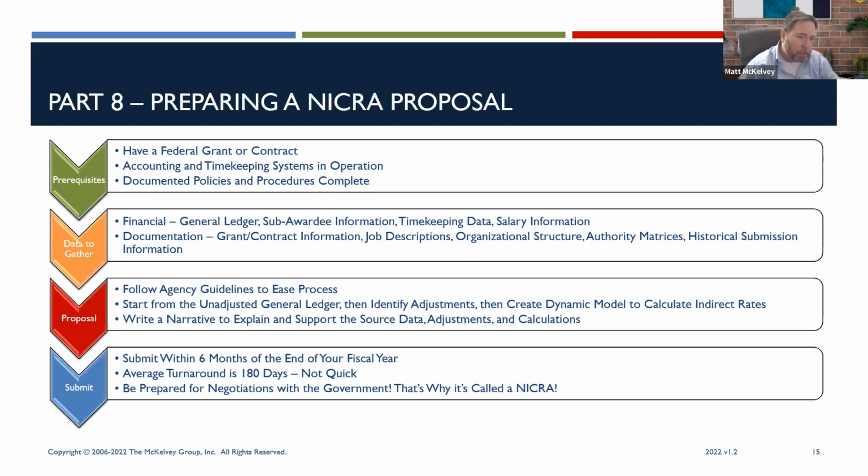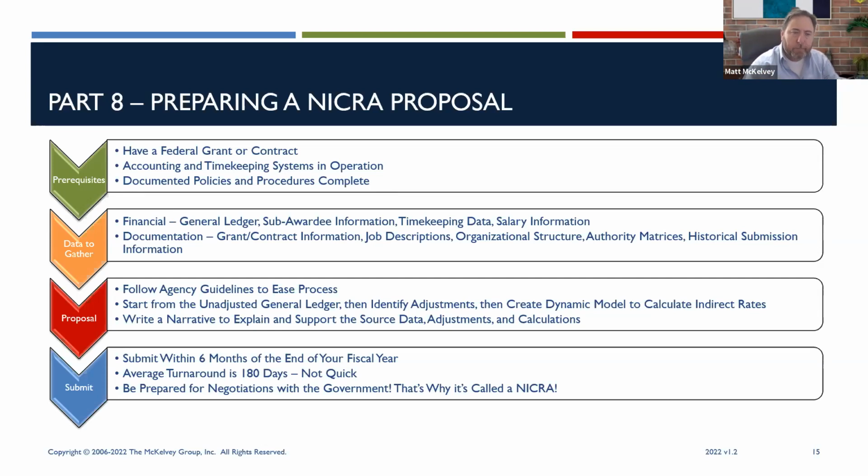The data you need to gather is primarily financial. I'm going to pull the general ledger. Again, I've talked about what you need to have in it: some awarding information, your timing data, your salary information. You want to pull that data. And then for documentation purposes, you want to have any grant or contract info, job descriptions, your organizational structure, basically org charts, any authority requirements or matrices that justify who can expend the cost on behalf of the organization, and any historical submission information if available. If you've submitted previously, you should start from that and have that available. I say pull this together because it's nice to have this when you start working on the actual calculations.